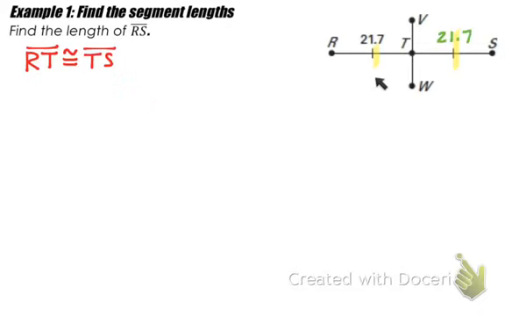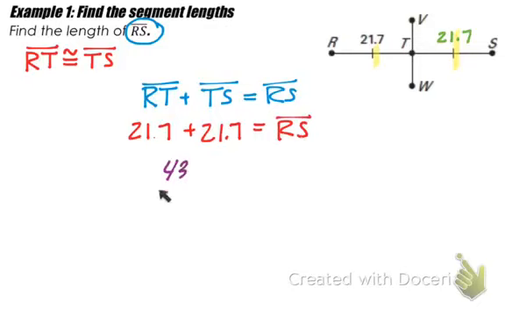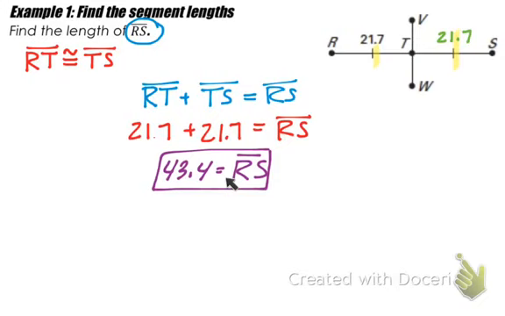Okay, so we know that TS is 21.7 because they're the same length, and if we have to find the length of RS, all we have to do is take RT, add that to TS, and that'll give us the entire length of RS. So substitute in your lengths, 21.7 plus 21.7, that'll give us the length of RS, and then we add them together, we get 43.4 to be the length of RS.